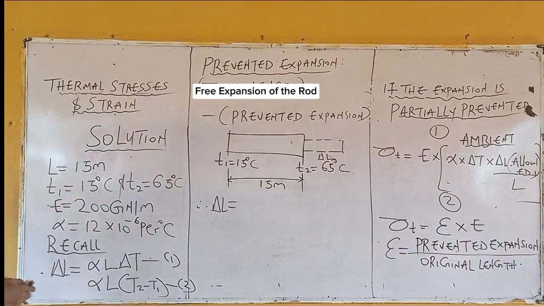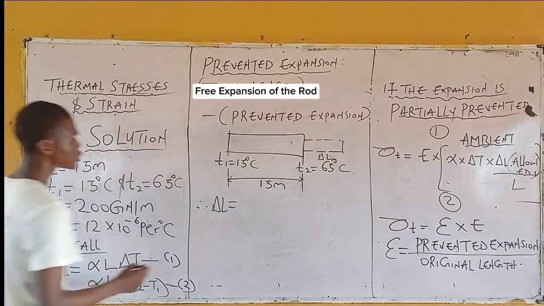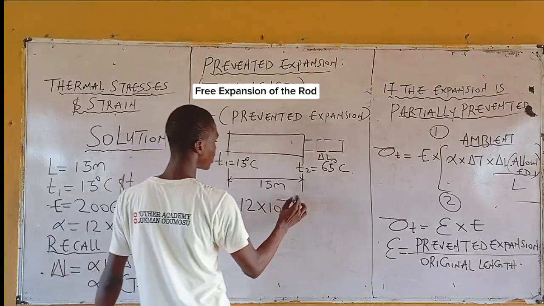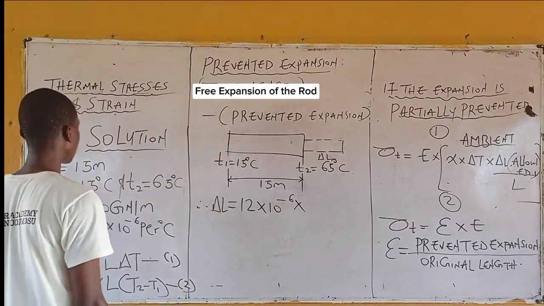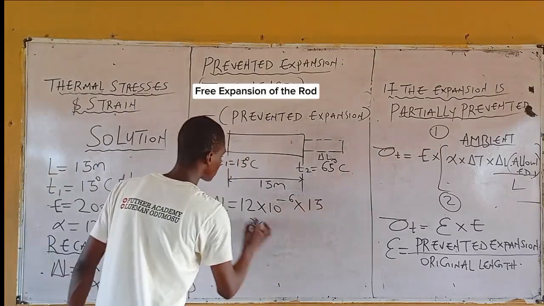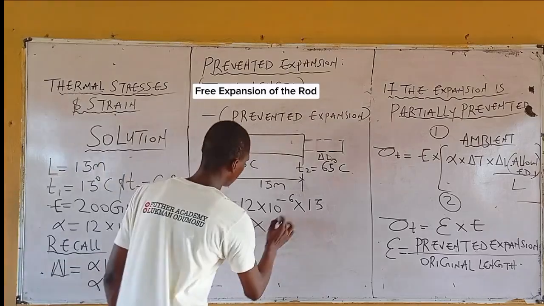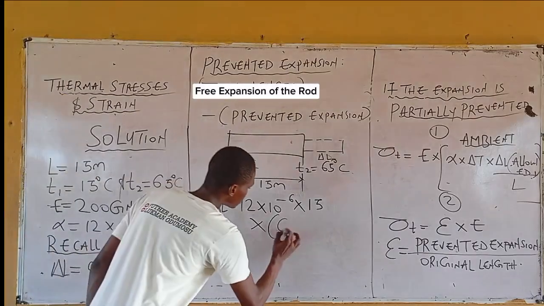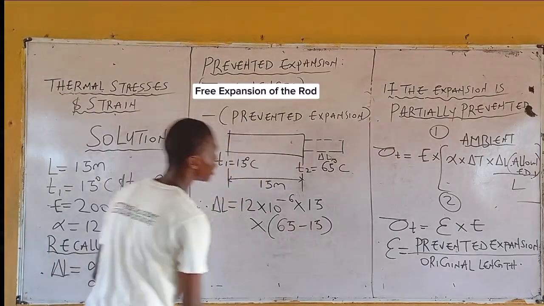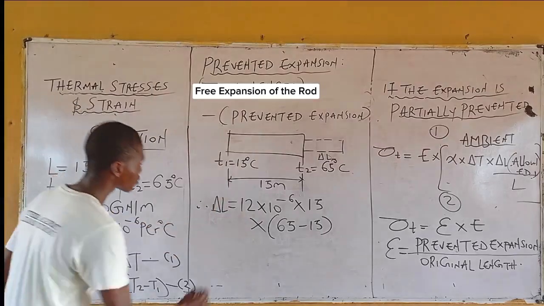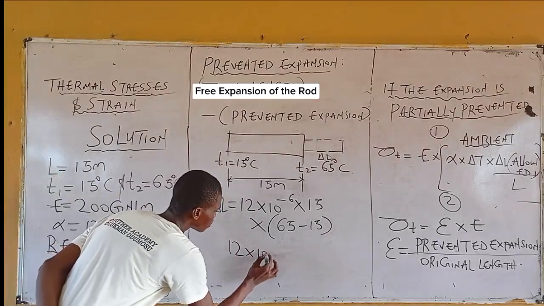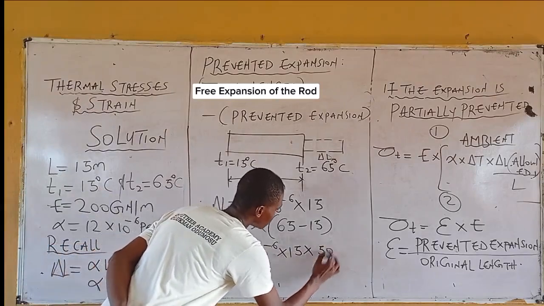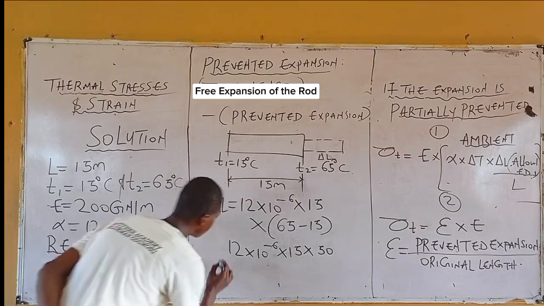Very, very important. So input values, meaning substitute. By substitution, it becomes 12 times 10 raised to the power of -6 multiplied by the length, 15, multiplied by the change in temperature. What do you have? 65 minus 15. By the time you put all this in your calculator, 12 times 10 raised to the power of -6 times 15 times 50. What's the answer, please?